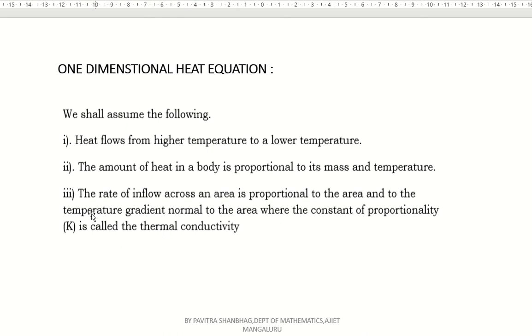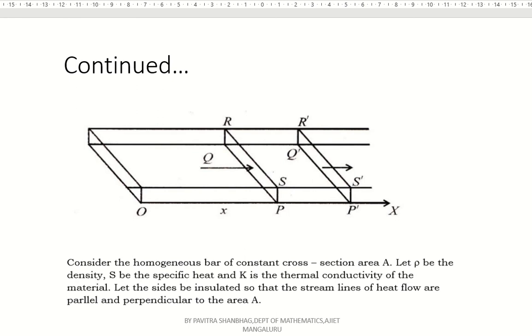Thermal conductivity. You have to write the following empirical laws, then only you consider the slab, or just you consider the homogeneous bar. It is just like a cube diagram, just make it flat, that's it. Similarly you include one more slab here. So PQRS and P dash Q dash R dash S dash, initial point is O. From origin to this first slab length is x, from here to this slab length is delta x, so that from origin to the last slab it will give us x plus delta x.